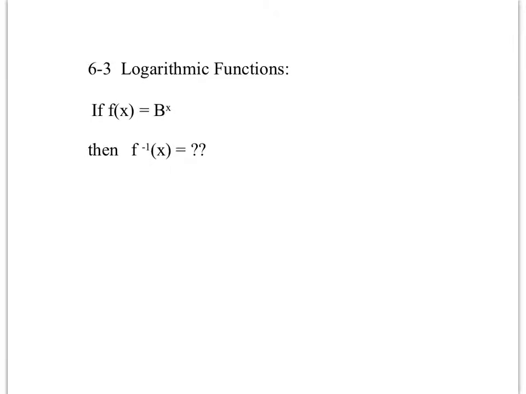We need to flip-flop the x and y like we've been doing all along. So f of x becomes y equals b to the x. Now we're going to the inverse, so we flip-flop the x and y. So we have x equals b to the y. And now we need to solve this equation for y, and there is no way to get that y by itself.